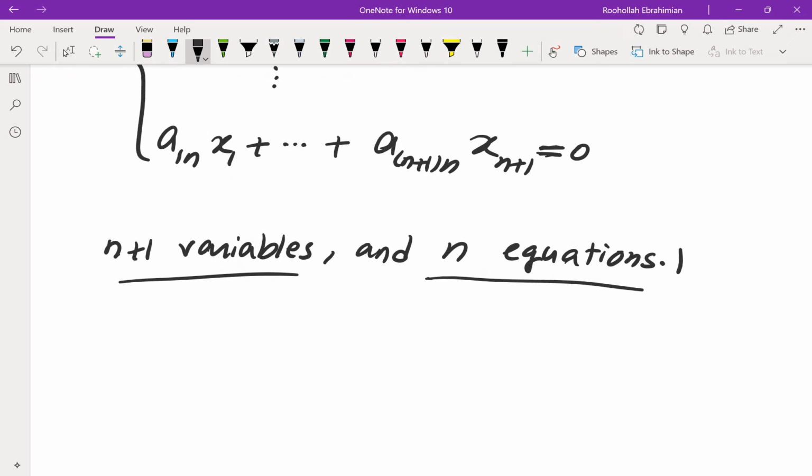And this is really important in understanding Rn and bases. So next time we'll talk about bases and how this is related to the dimension of a vector space.